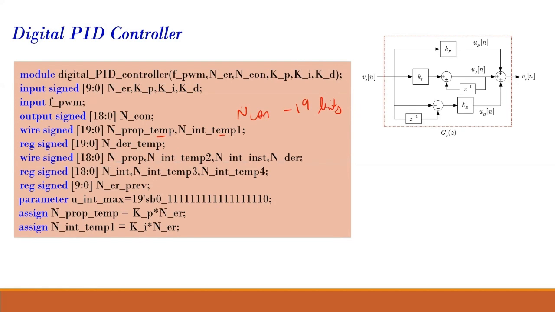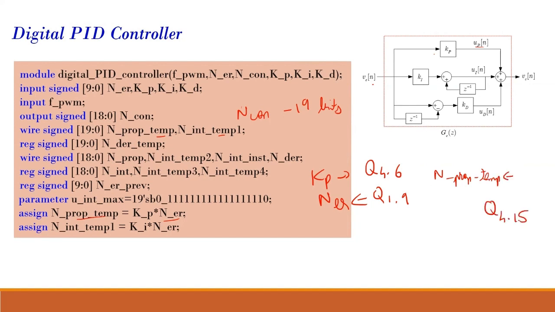So what happens is we have this KP into this V error. KP into V error generates this UP of N. So this KP into N error generates my N proportional temp. My temporary proportional value is KP into N error. Now my KP, if you remember, is actually Q4.6. My N error is actually Q1.9. So my N proportional temp will be how much? It will be Q4.15.